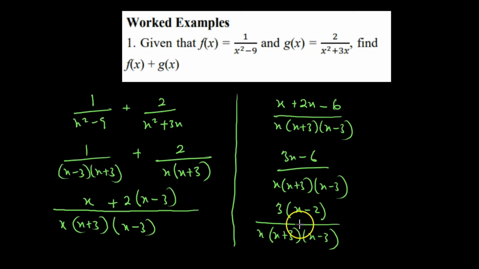Let us look at it. Can we do away with any common factor? And the answer is perfectly no. There's no factor in the numerator that can do away with any of the factors at the denominator. So we can leave our answer as 3 into bracket x minus 2, all divided by x into bracket x plus 3 times x minus 3. So that is how far we can come with adding f of x and g of x.